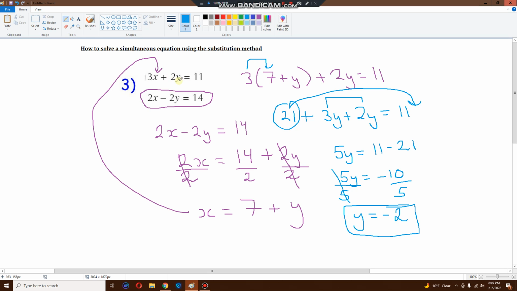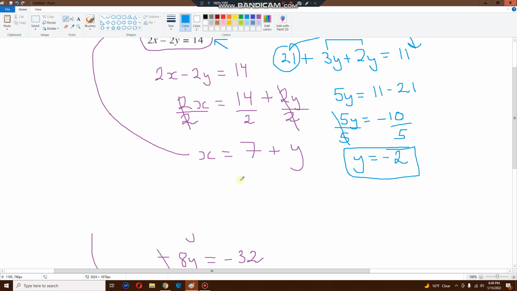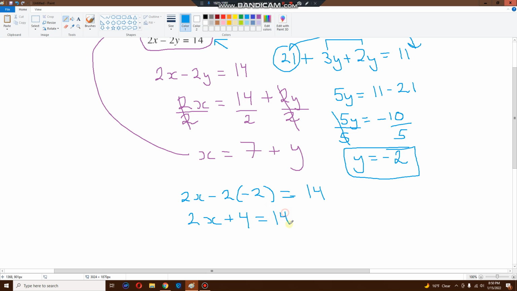And there we go. We found that y is equal to minus 2. And now we simply substitute into either one of these equations in order to solve for x. I'll take the easy one again. Let me use this one right here. So 2x minus 2 times y, which I substitute, and it becomes minus 2, is equal to 14. So let's solve. We get 2x minus 2 times minus 2, which becomes positive 4, is equal to 14.